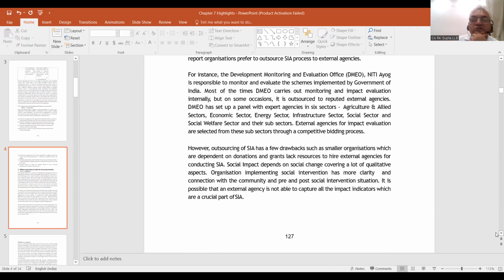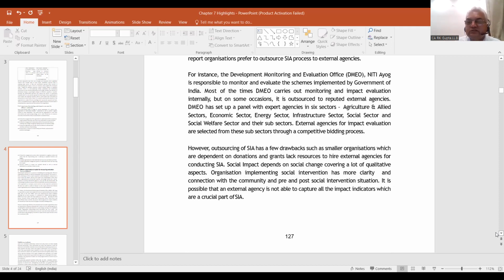Now, however, outsourcing of SIA has a few drawbacks. Of course, we can outsource the social impact assessment work to some external agency, but naturally it has got some drawbacks also, such as smaller organizations which are dependent on donations and grants. They lack resources to hire external agencies, because if you hire an external agency, they will charge definitely. So it is uneconomical for them. It is not viable for them to hire external agencies for conducting social impact assessment.